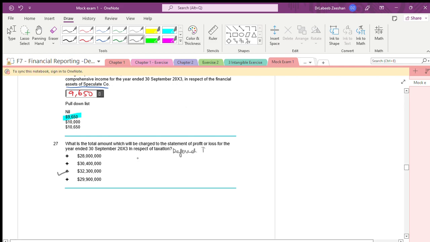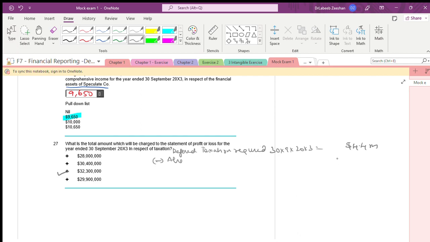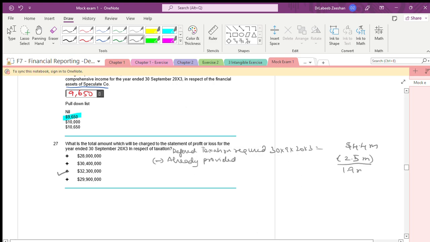Deferred taxation required at 30th September 2003. How much? 4.4. Less already provided. How much already provided? 2.5 million. Is it right? 1.9 million. Next.